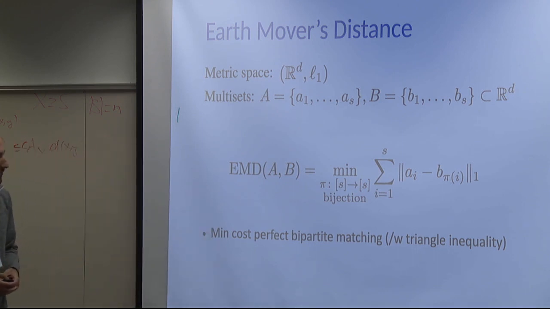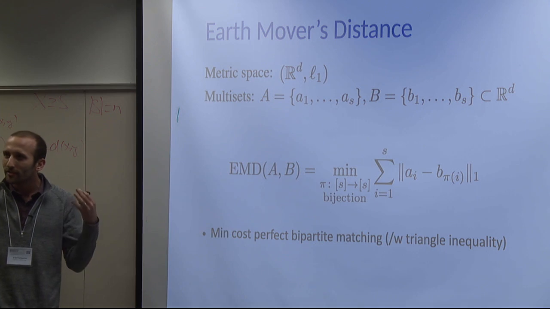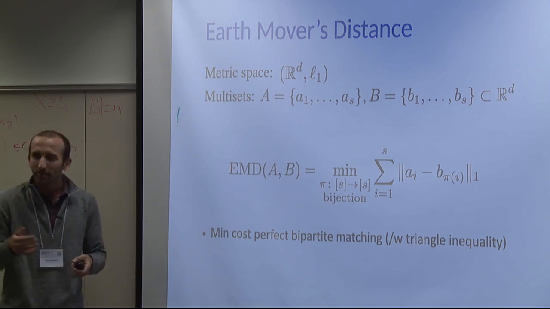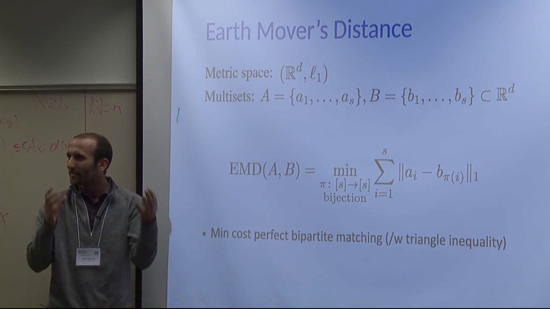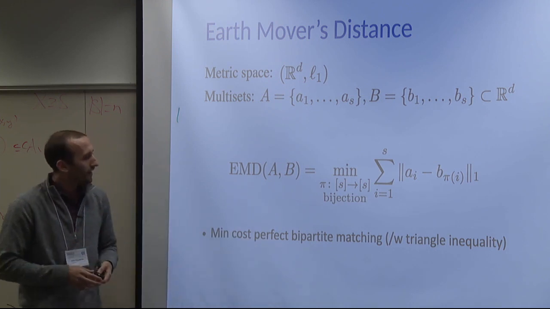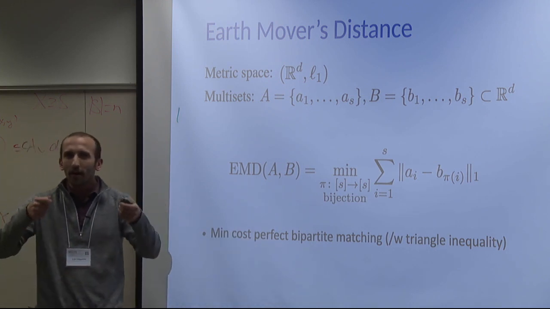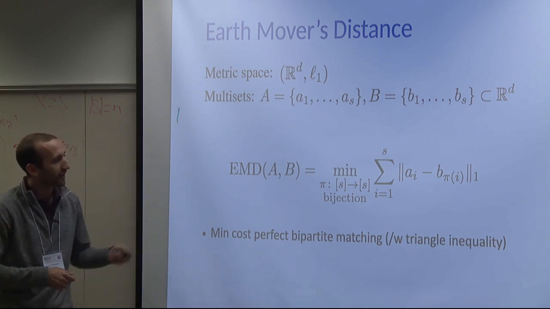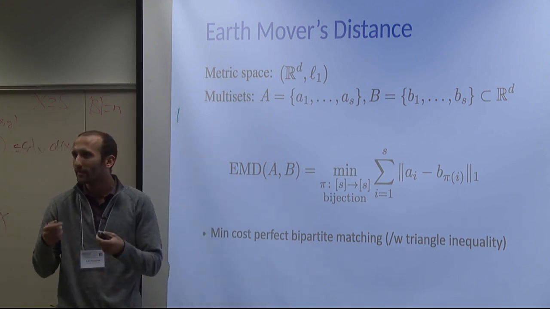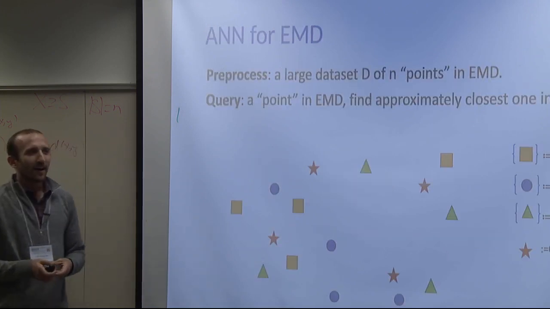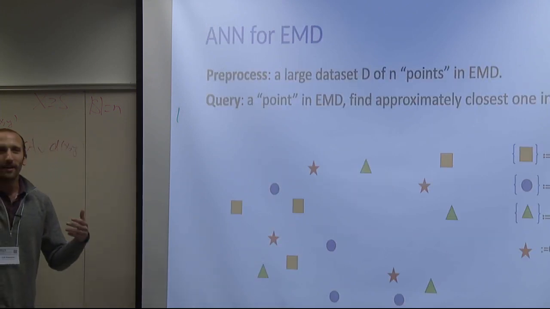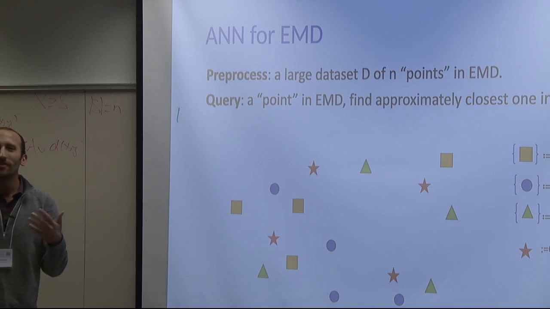And really, if you're familiar with graphs, or you like to think about graphs, this is just the geometric version of the min-cost perfect bipartite matching, bipartite because we have the sets A and B, where the underlying costs on the edges satisfy the triangle inequality. In particular, they're the L1 distance between the underlying vectors. And we're going to be talking about approximate nearest neighbor search over the Earth mover distance.